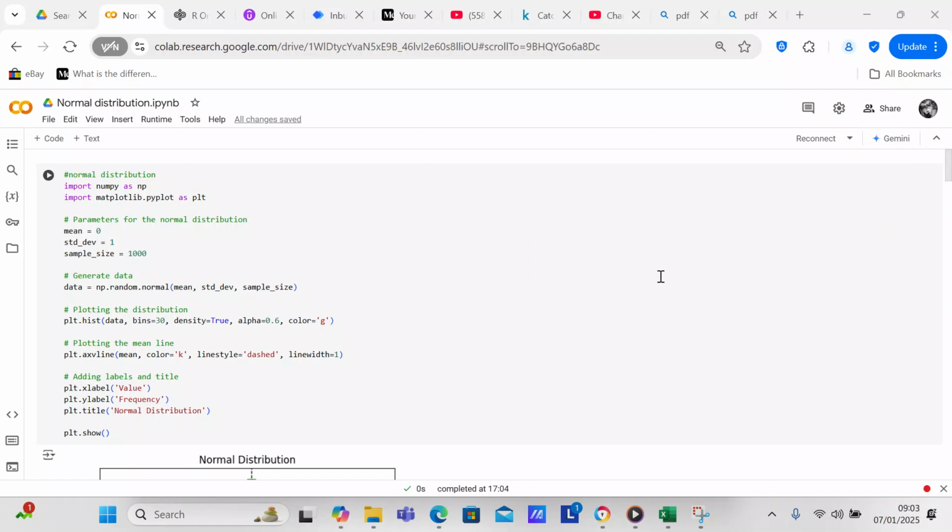import NumPy, which performs numerical computations, and then we import matplotlib.pyplot as plt to visualize the data. So we set our mean as 0, our standard deviation as 1, and our sample size as 1,000.